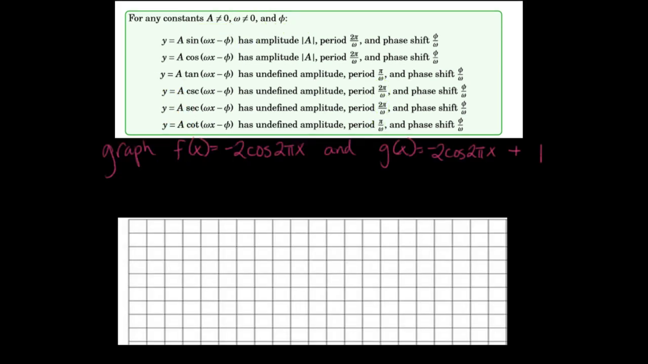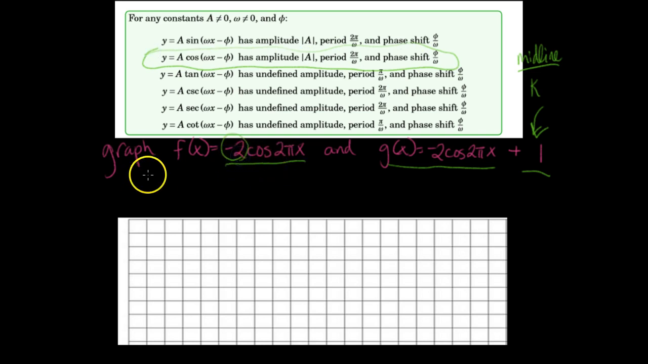Okay, so we're going to graph -2 cosine of 2 pi x and -2 cosine of 2 pi x plus 1. All I want to say is that this plus 1, and sometimes it's a plus k, can be thought of as your midline, because this basically will shift the graph up or down, and we've talked about that a little bit. So the -2, and we're going to look at this formula right here, we can see that the amplitude is the coefficient of the cosine or the trig function. It's the absolute value. So the absolute value of A in this case is the absolute value of -2. So we can say that the amplitude is 2.